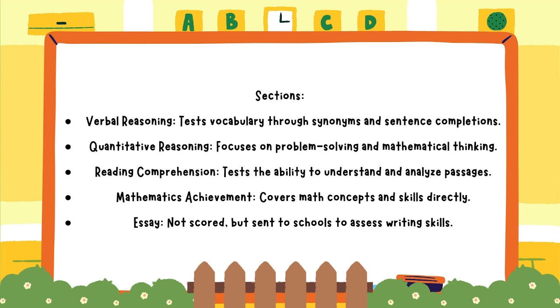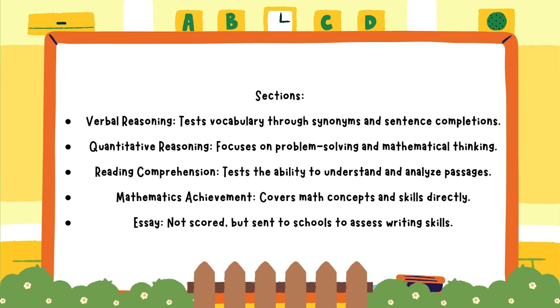The sections of this paper are verbal reasoning, quantitative reasoning, reading comprehension, mathematics achievement, and essay. In verbal reasoning, your vocabulary is tested through synonyms and sentence completion. In quantitative reasoning, we focus on problem solving and mathematical thinking, which tests the critical thinking of students. In reading comprehension, the test checks your ability to understand and analyze examples and find the real meaning of the words.